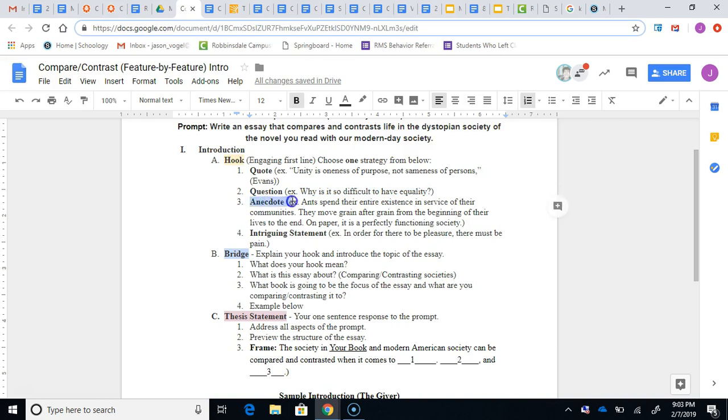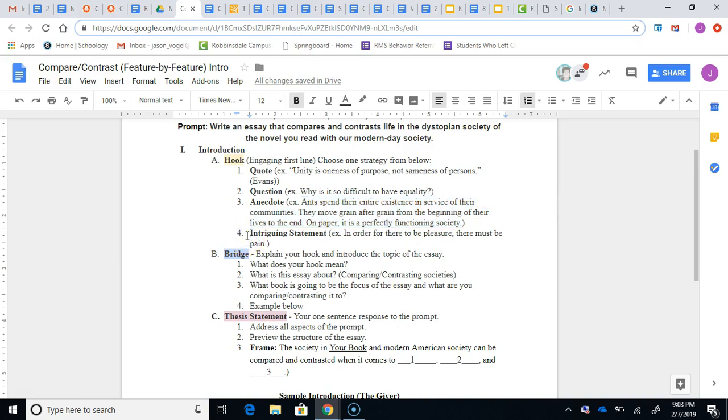The next option is to have an anecdote. An anecdote is a mini story. It should be both interesting and related to your topic, but it can be something that you completely make up yourself. An example would be, ants spend their entire existence in service of their communities. They move grain after grain from the beginning of their lives to the end. On paper, it is a perfectly functioning society. So I have created a story that's related to my topic and will ease into the topic of my essay.